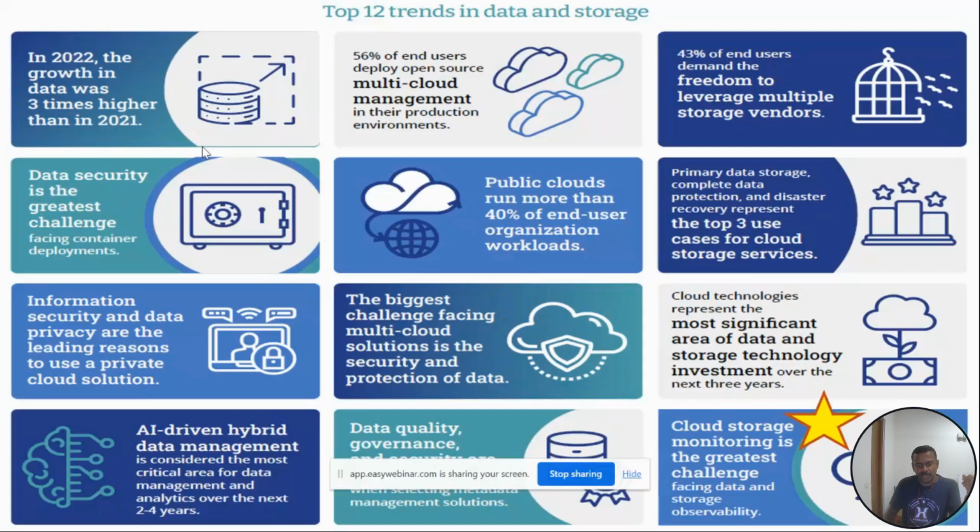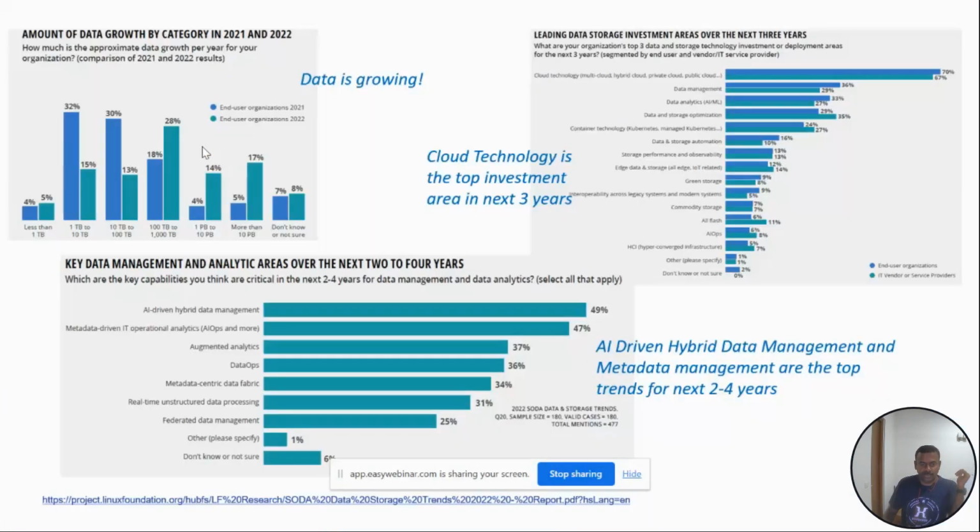When it goes to hybrid, then you need more intelligence. It has to be AI-driven hybrid data management across cloud, edge, and on-premise. So the fact is, data is growing, cloud is becoming very prominent, and AI-driven hybrid data management and metadata management are top trends in the next 2 to 4 years. If you are going into the storage domain or a data management story, it's no more storage domain, it's data domain. If you're moving in that direction, the primary thing is hybrid data management and metadata.